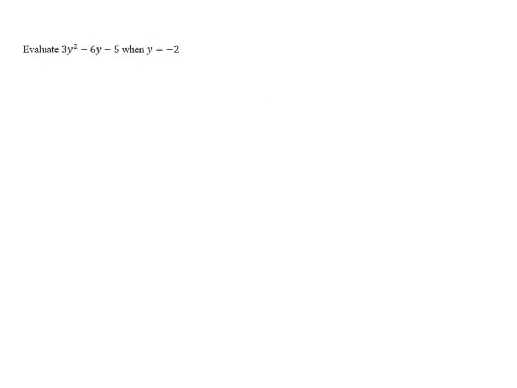Evaluate 3y squared minus 6y minus 5 when y equals negative 2. I'm going to start by rewriting this expression below so that we have room to work with it. Now we're being asked to evaluate this expression when y is negative 2, so we have to substitute in negative 2 whenever we see a y.